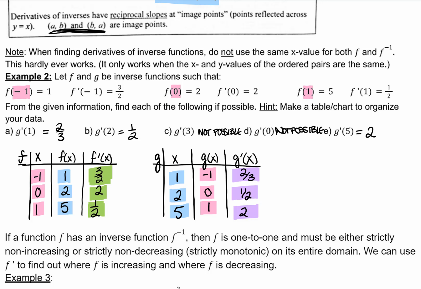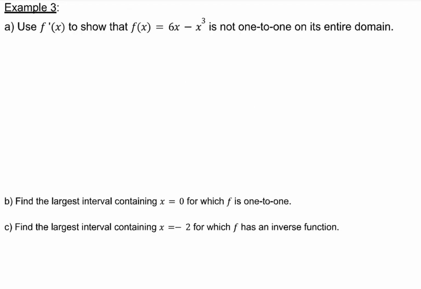If a function f has an inverse f inverse, then f is 1 to 1 and must either be strictly non-increasing or non-decreasing, meaning strictly monotonic on its entire domain. We can use f prime to find out where f is increasing and where f is decreasing. Use f prime of x to show that f of x is not 1 to 1 on its entire domain.